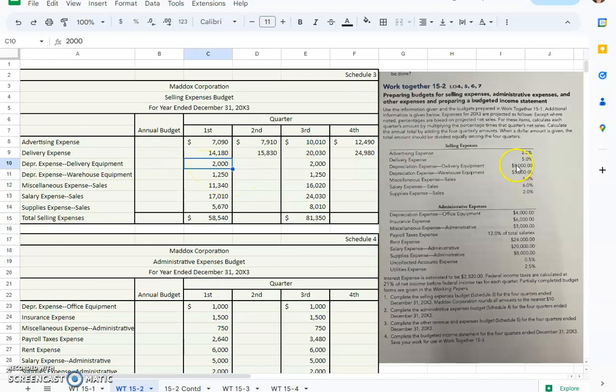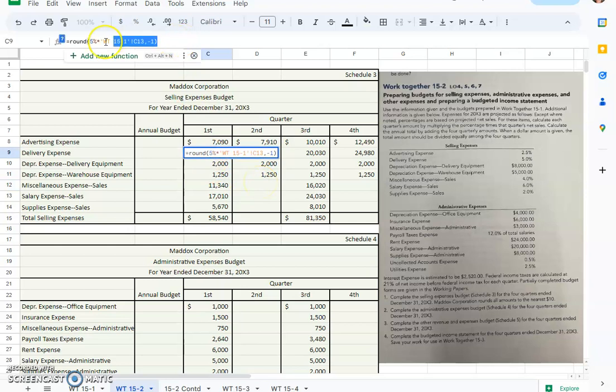Depreciation expense for delivery equipment, it says it's $8,000 for the year, so that's $2,000 per quarter. Okay, and warehouse equipment, $5,000 for the year, so $1,250 per quarter. Miscellaneous expense sales, this is 4% of net sales.